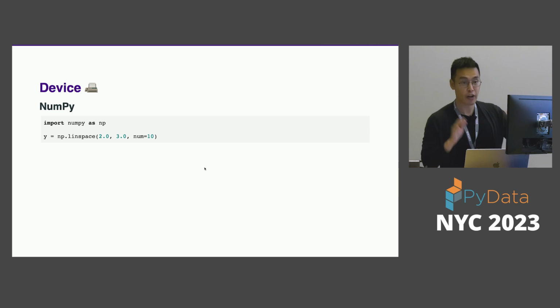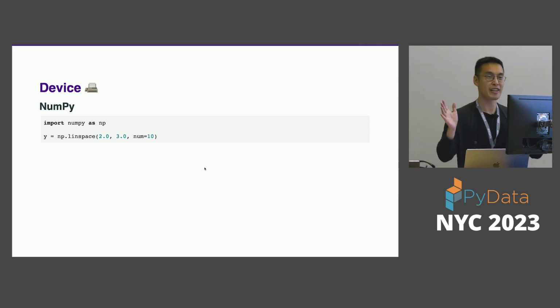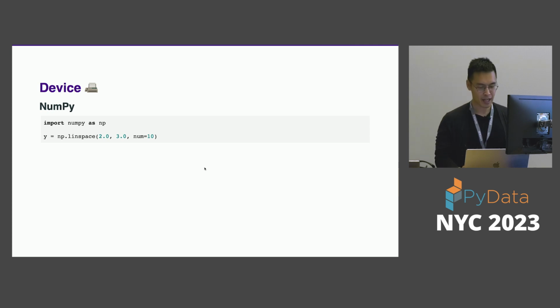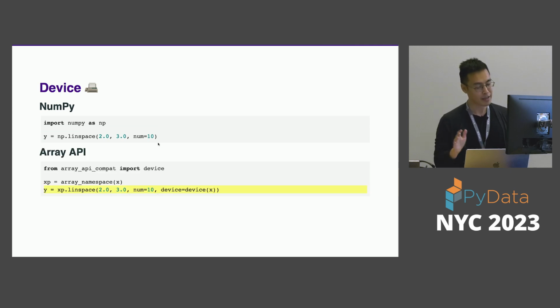One more thing is array creation. When you work with an array library, you very often create arrays. So at the top, I create an ndarray with linspace. Linspace also exists in the array API. This one's not too bad.